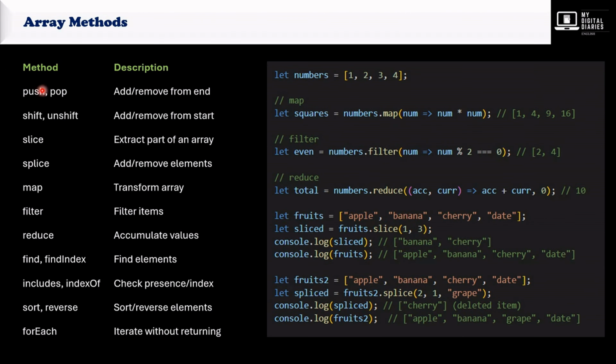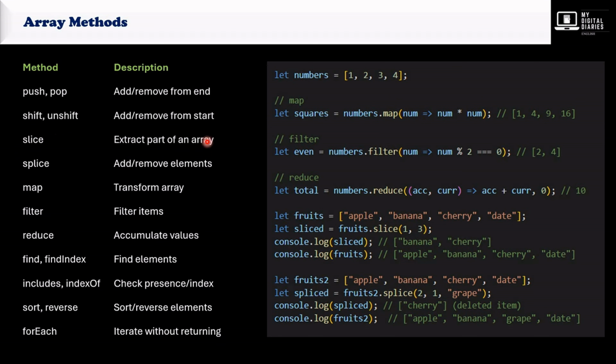First is push and pop. Push adds an element at the end of the array and pop removes the last element. After that we have shift and unshift. Shift removes an element from the start and unshift adds one to the start. Then we have slice.